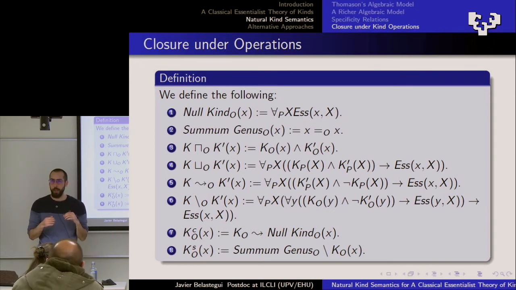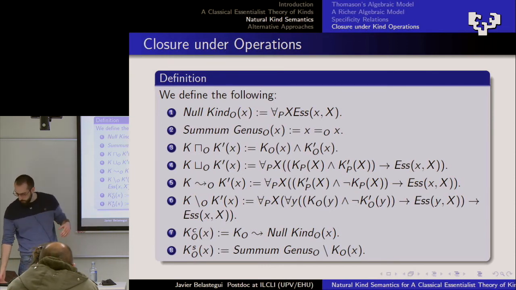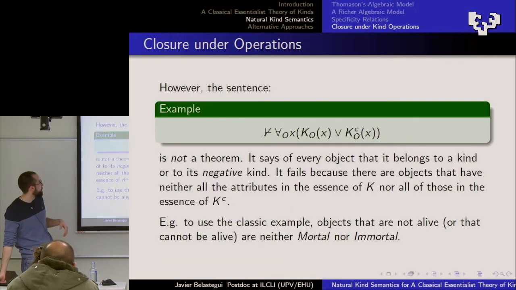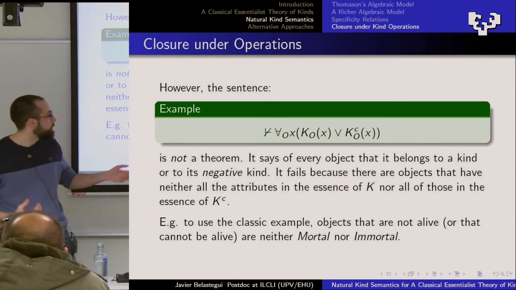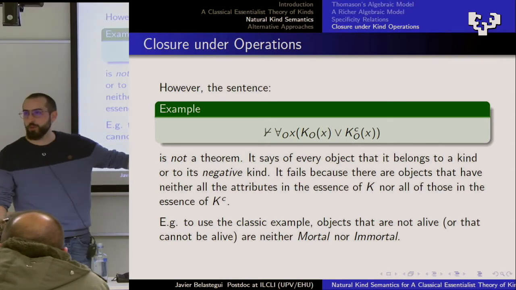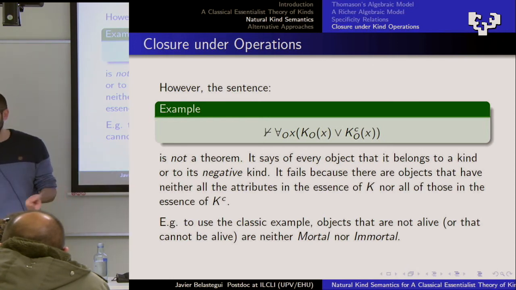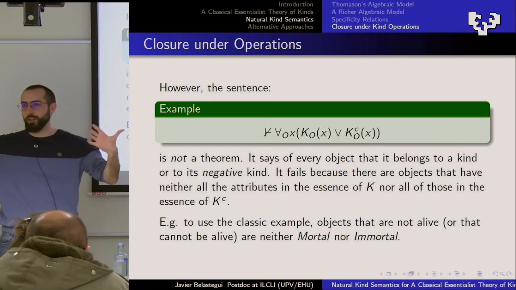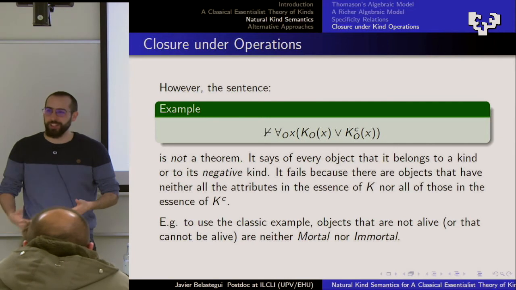And the more interesting point is that the resulting negations behave non-classically. That means excluded middle fails, as in the example. There may be objects that belong to neither one kind nor its negation, as in the mortal or immortal case. A stone is not immortal, and a stone is not mortal, so it doesn't belong to either of them. I mean, you would have to buy, for example, essentialism about mortality or immortality. But yeah, that would be the idea.